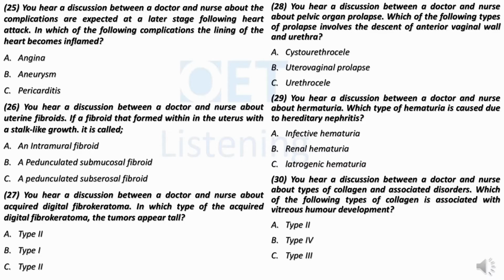Doctor, can you explain different types of collagen and associated disorders? Well, there are about 29 genetically distinct collagens present in animal tissues. Collagen types 1, 2, 3, 5, and 11 self-assemble into D-periodic cross-striated fibrils. Here, the D is about 67 nanometers, and there is characteristic axial periodicity of collagen.